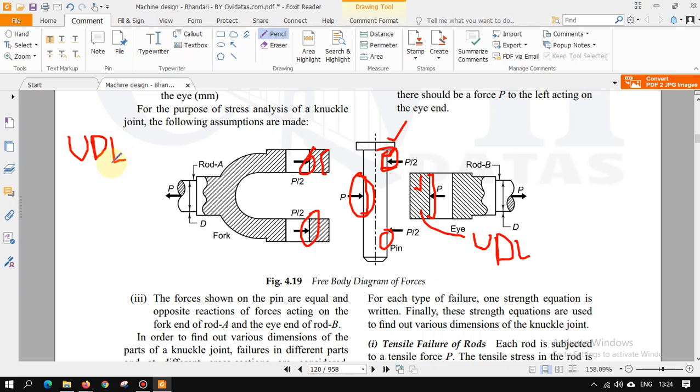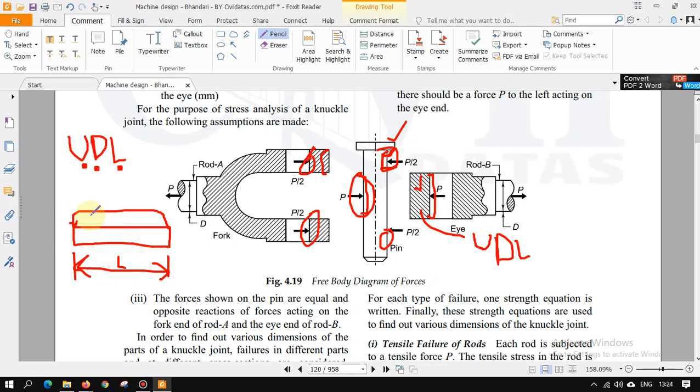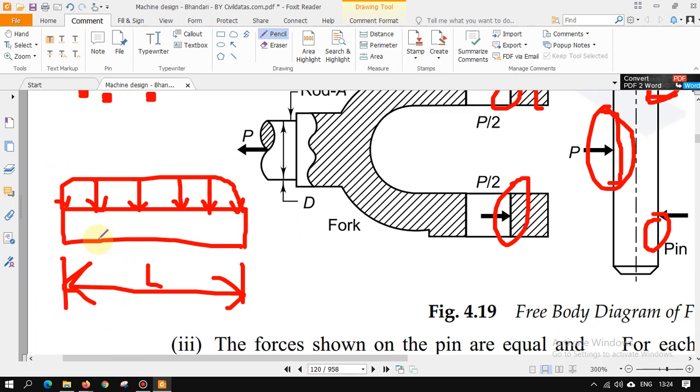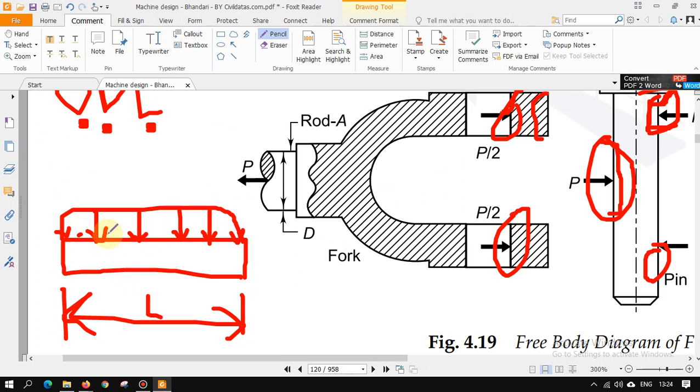What is UDL? UDL stands for uniformly distributed load. Now what does that mean? That means let us consider this to be a beam. The load is applied over the entire length, let this be the length L, and let the load applied be X. At every point the load applied will be X. If you consider this point, it will be X, this point X, this point X. That means everywhere the load applied is X, and it is uniformly distributed.